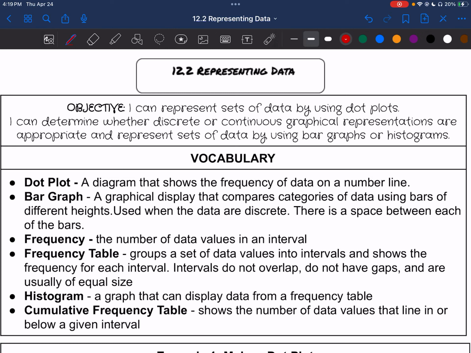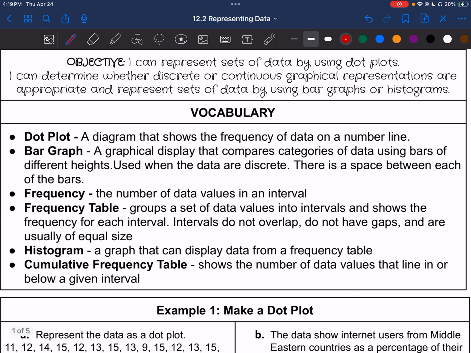Our objective for today: I can represent sets of data by using dot plots, and I can determine whether discrete or continuous graphical representations are appropriate, and represent sets of data by using bar graphs or histograms. So we're going to continue our vocab palooza with some new vocabulary for this unit.